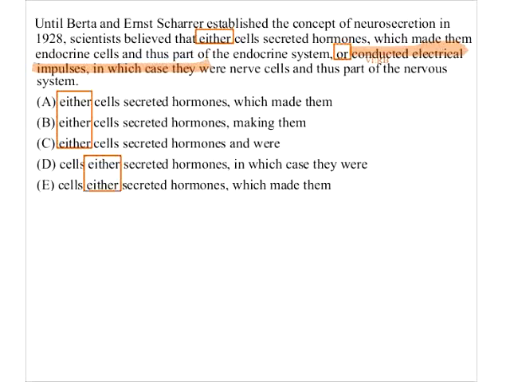So, in A through C, cells is the beginning of this. This is a subject and a verb. Cells secreted. That's not okay. We don't want that, because those are not grammatically parallel structures. Cells secreted is not parallel to just conducted.